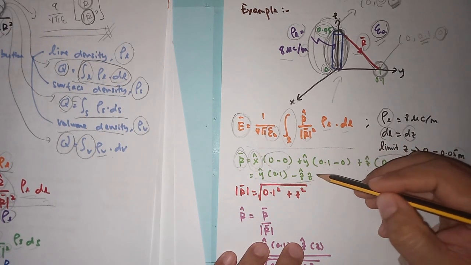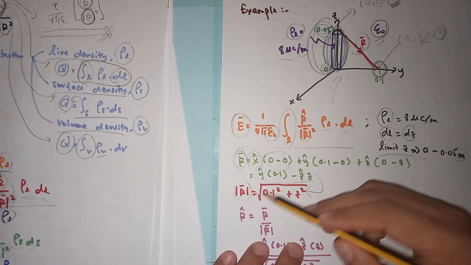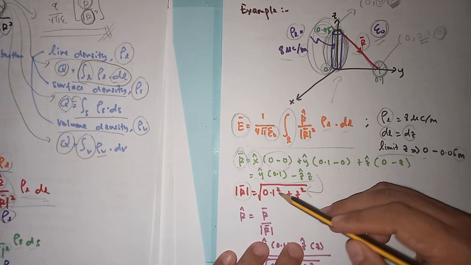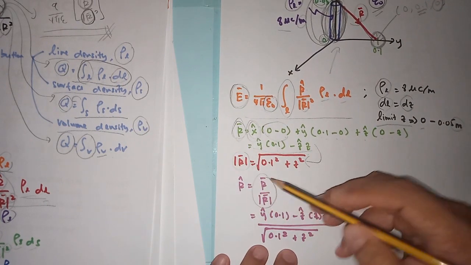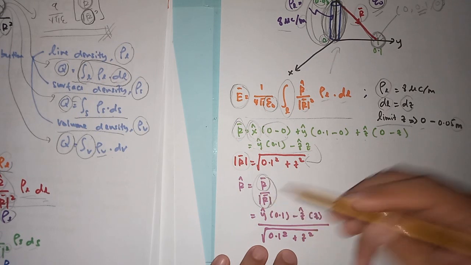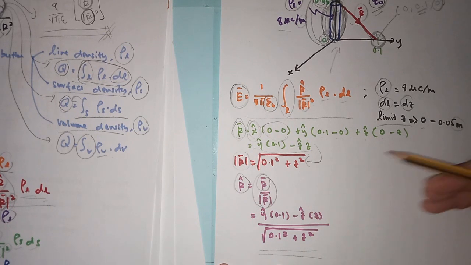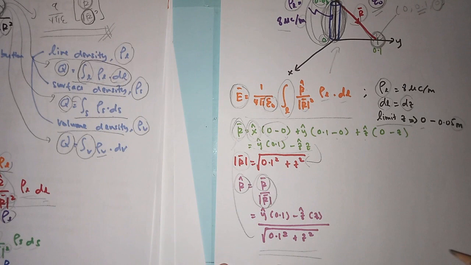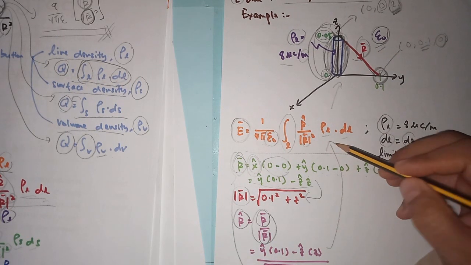The amplitude of this vector can be calculated using this formula: the magnitude of r is equal to the square root of 0.1 squared plus z squared. Then the vector r divided by its amplitude gives this expression, which represents our r cap. With the expressions we have derived, especially for the r vector, we can put all of them inside this formula.